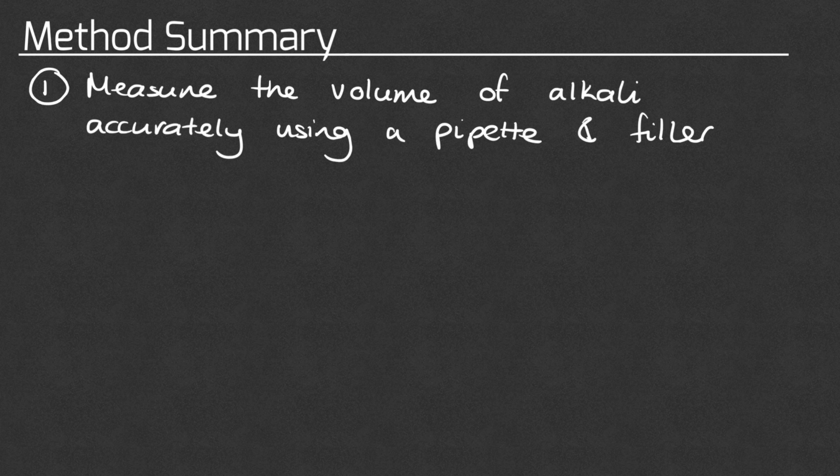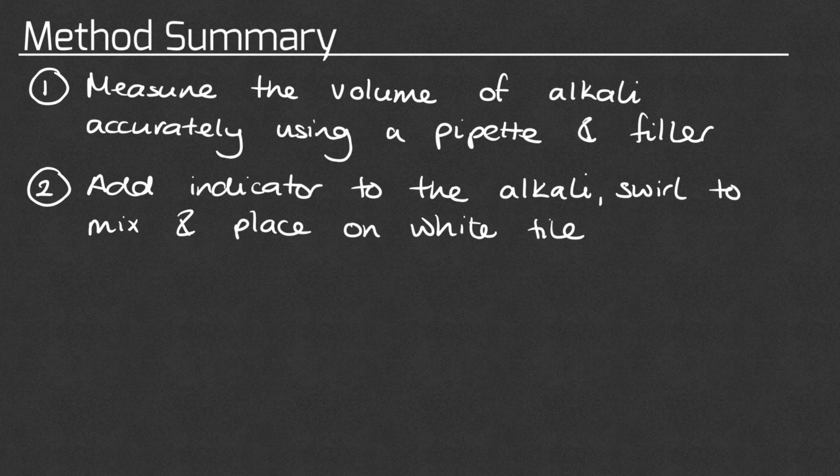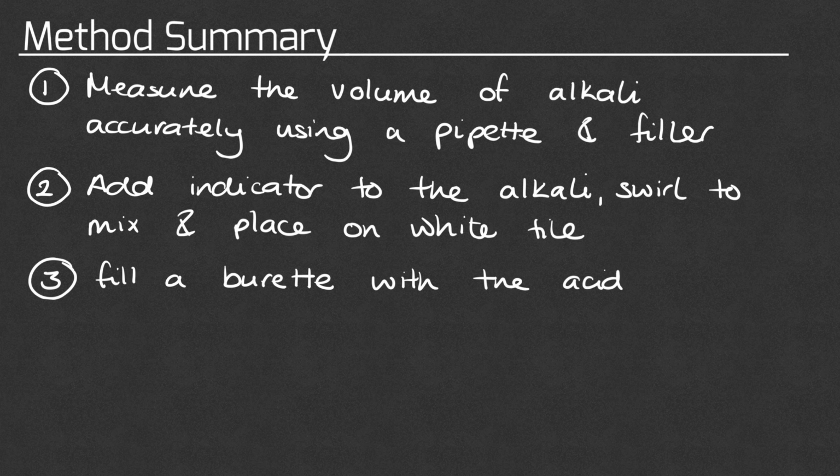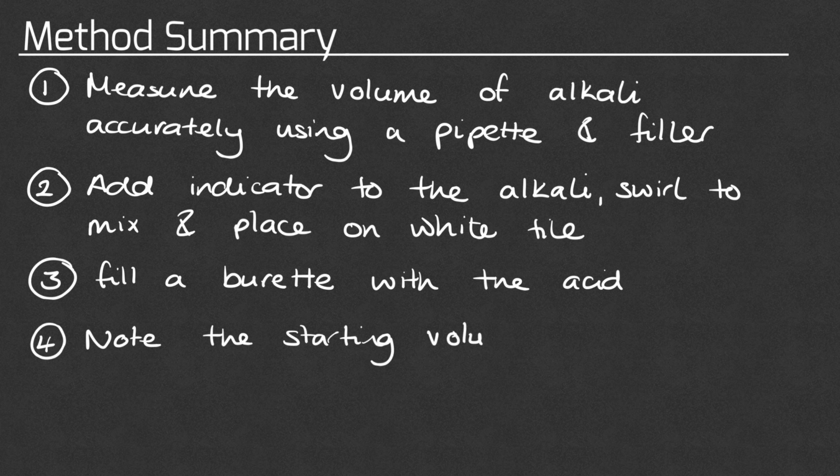We'll now look at a summary of the method you could write if you were answering an exam question on what the method for this practical was. The first step is to measure the volume of alkali accurately using a pipette and filler. You would then add an indicator to the alkali, swirl to mix and place on a white tile. You would then fill a burette with the acid, and note the starting volume of the burette.